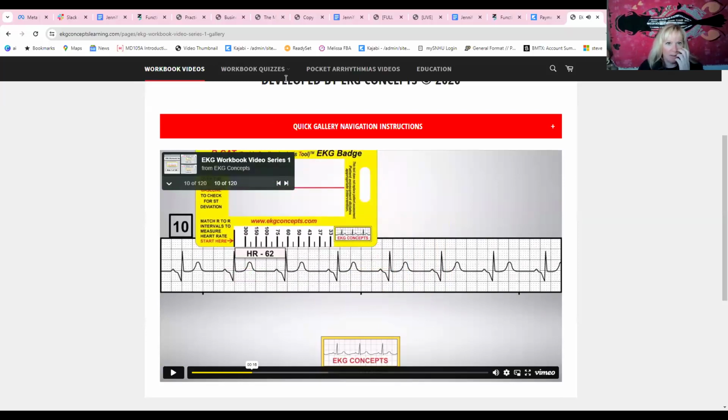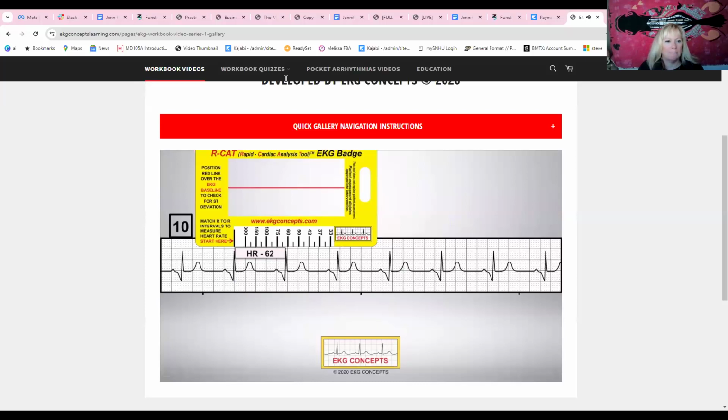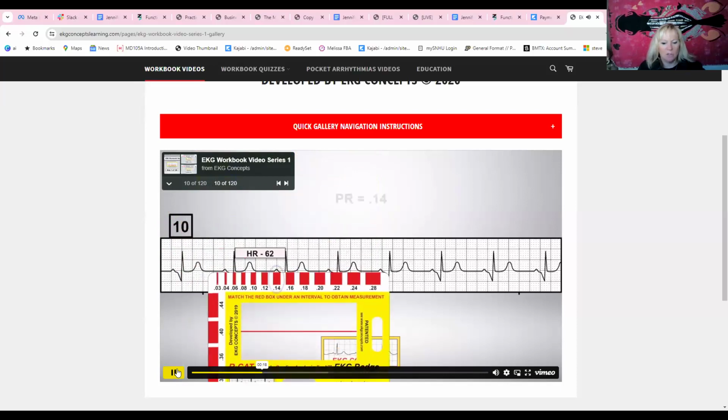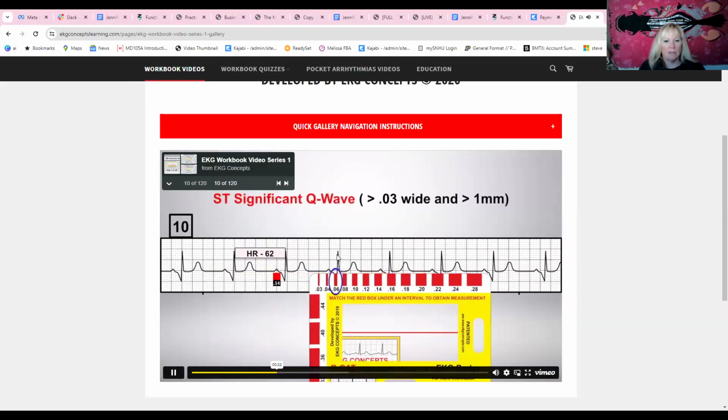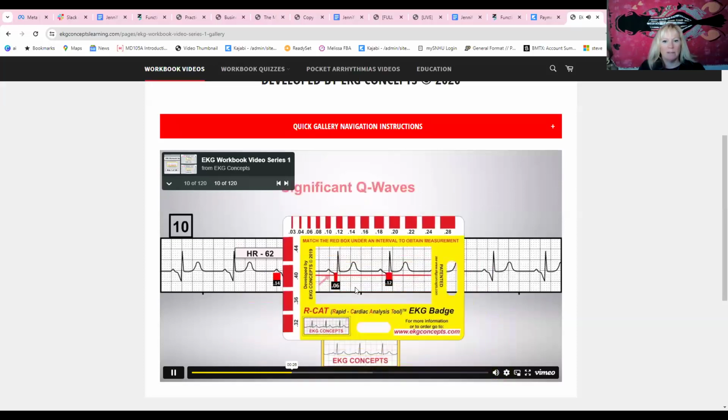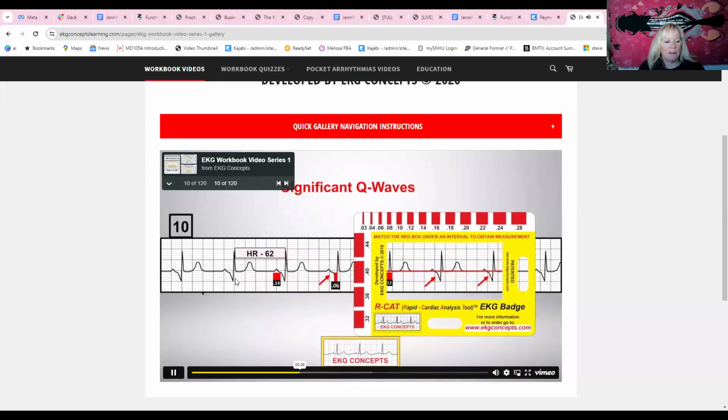Okay, so what do we think about this one? Let's see if there's any chats. Okay, we have a lot of normal sinus votes. You can see the heart rate is 62. That would be corresponding with the normal sinus. Let's see if we're right. Can't trick you guys, huh? PR is normal, under 120. QRS, significant Q waves there.